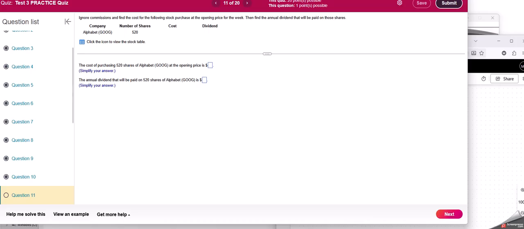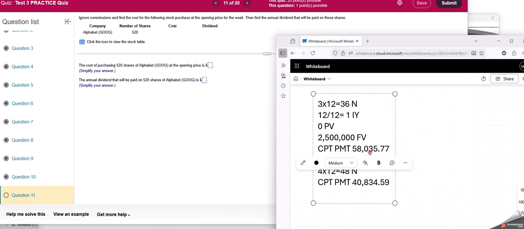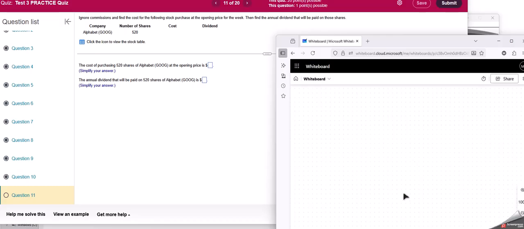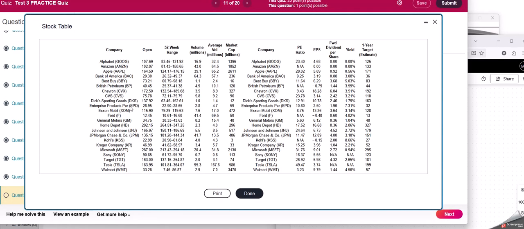Okay, then here we'll come back here, clear that canvas. Ignore commissions, find the cost of the following stock purchase at the opening price for the week, and then find the annual dividend paid on those shares. So it's Alphabet GOOG. So if we look in here, Alphabet GOOG, we have 107.69 as our open.